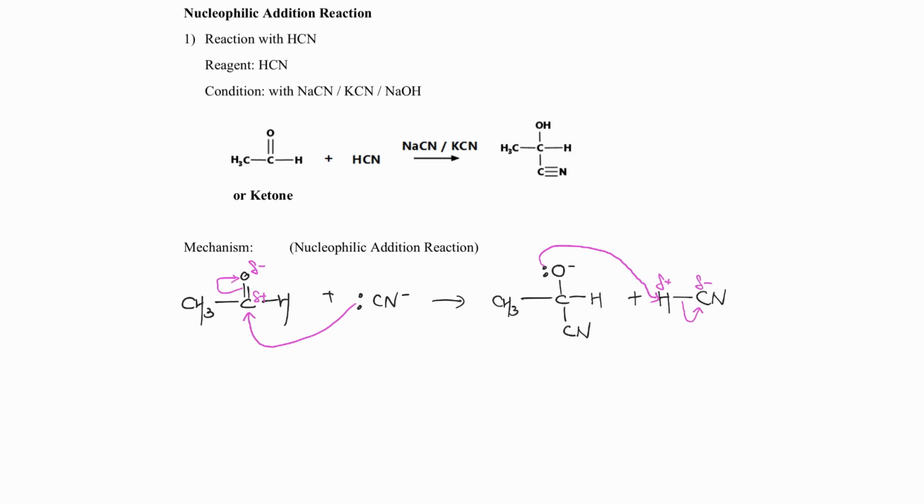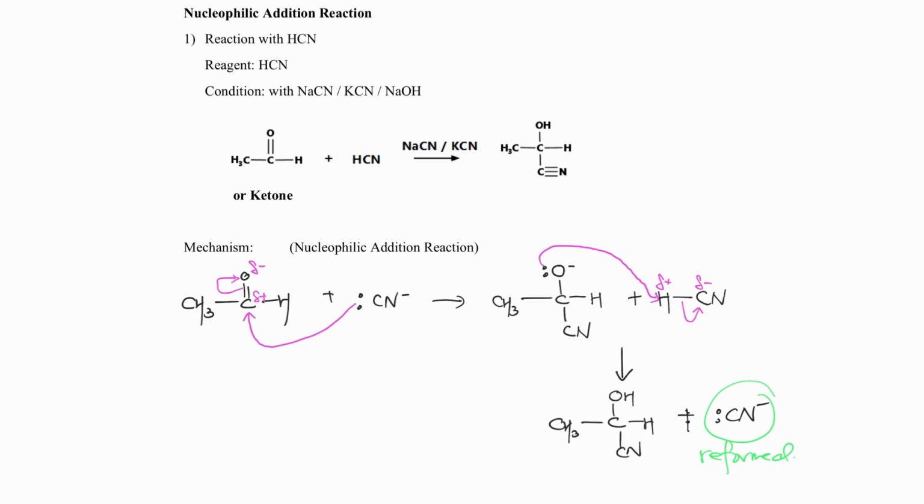So in this step, we will get the hydroxynitrile as the final product, where we will have the hydrogen added to the oxygen. And from this part here, we will actually see the CN minus reform. So we must always show that the CN minus reforms, because the catalyst is unchanged chemically.